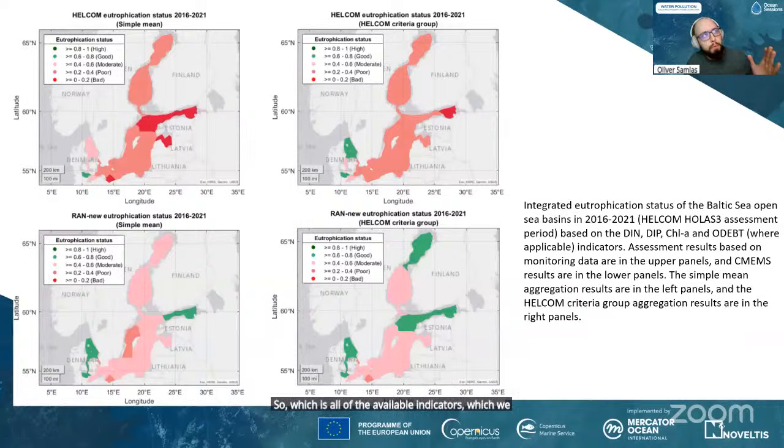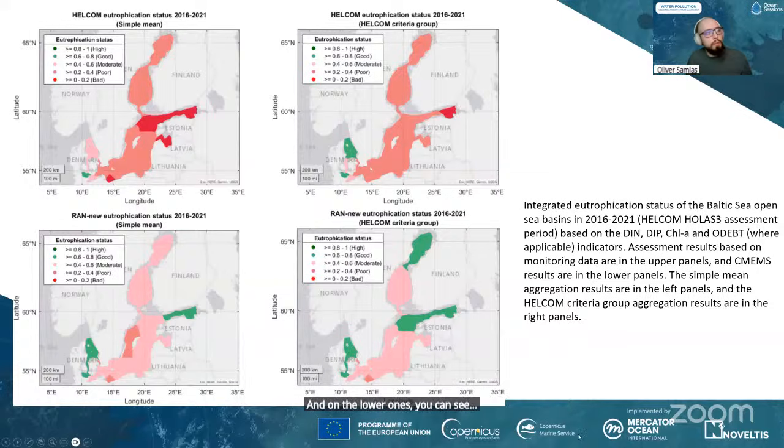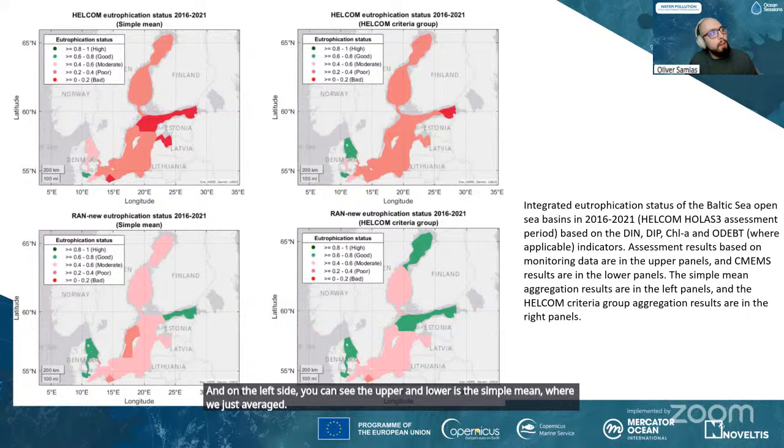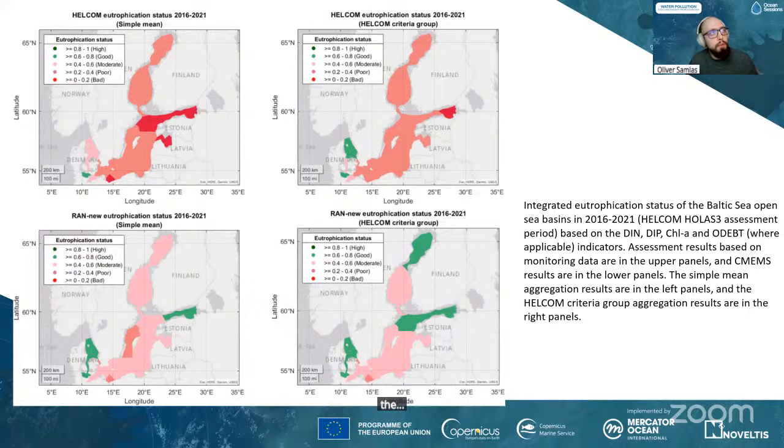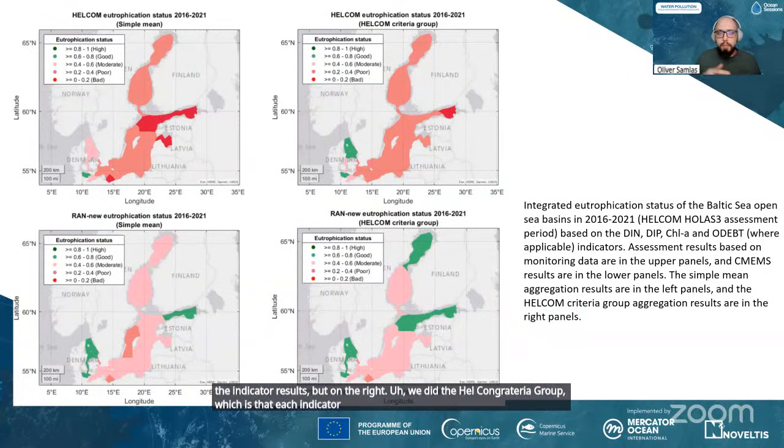which are Secchi depth, chlorophyll A, and oxygen debt. On the upper panels, you can see the HELCOM monitoring data, and on the lower ones, you can see the Copernicus reanalysis data. On the left side, you can see the simple mean, where we just averaged the indicator results. But on the right, we did the HELCOM criteria group, where each indicator has its own weight.